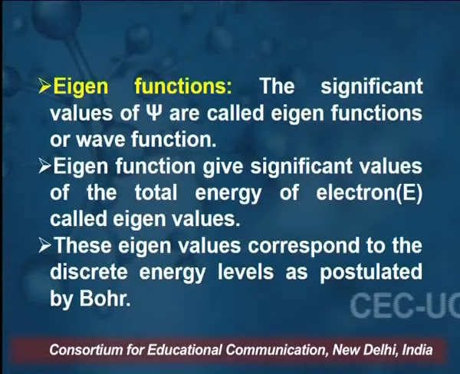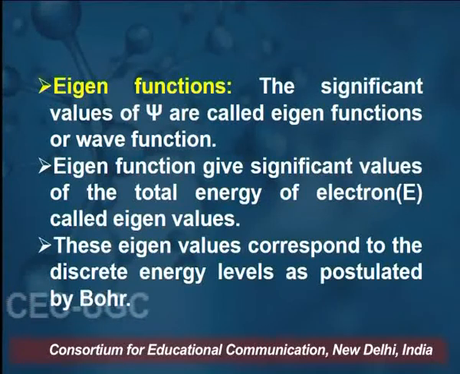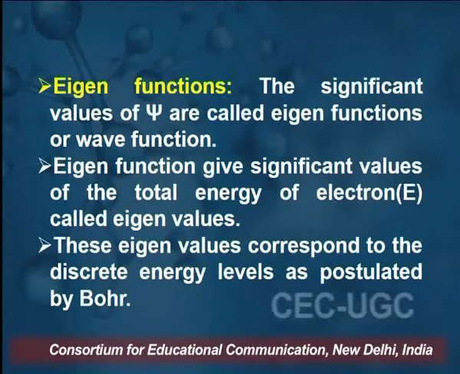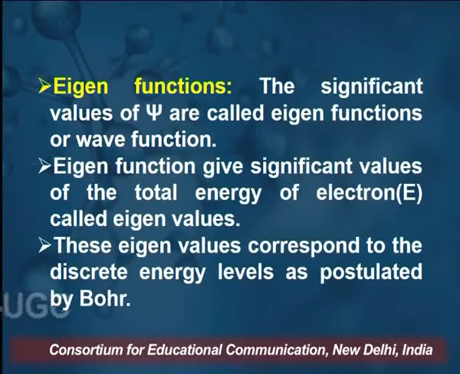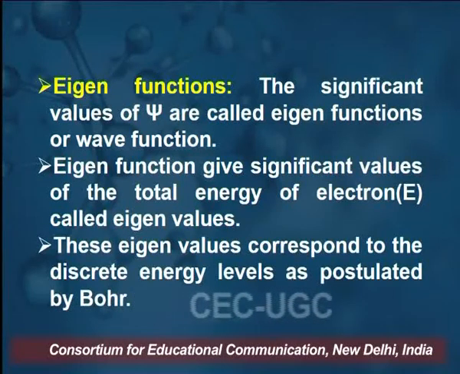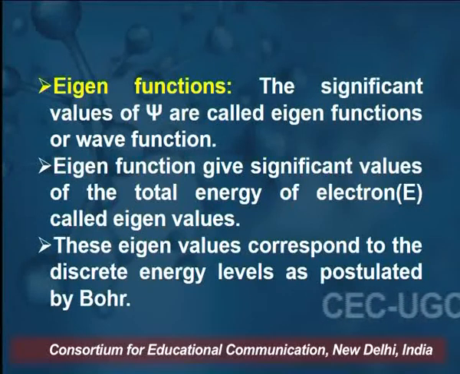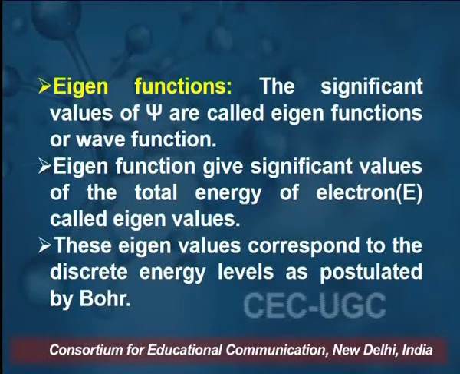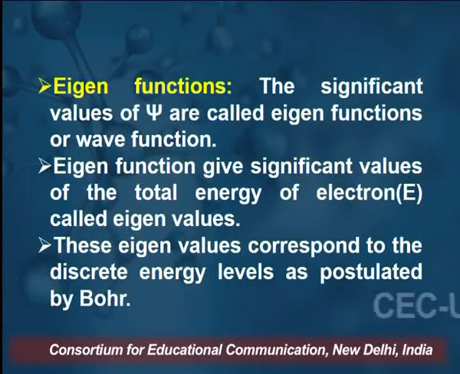Now there are a few terms which are very important to know here. Number one is the eigenfunctions. The significant values of psi are called the eigenfunctions or the wave function. Another term is the eigenvalue. Eigenfunctions give significant values of the total energy of the electron, and these values are known as eigenvalues. These eigenvalues correspond to the discrete energy levels as postulated by Bohr in his model.